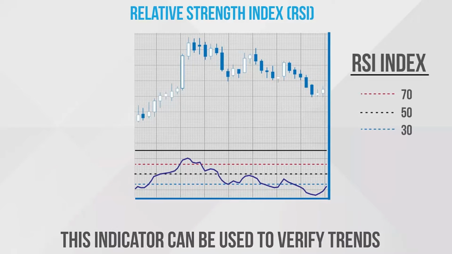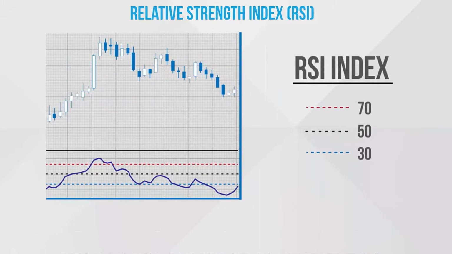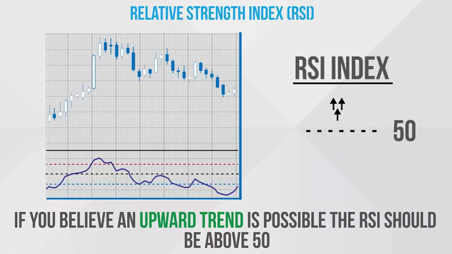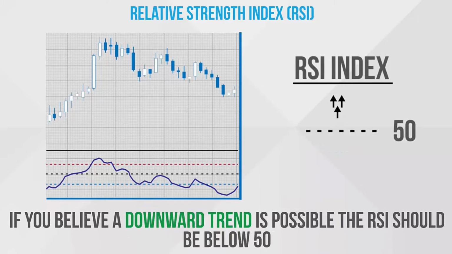This indicator can be used to verify trends. If you believe an upward trend is possible, the RSI should be above 50. If you believe a downward trend is possible, the RSI should be below 50.